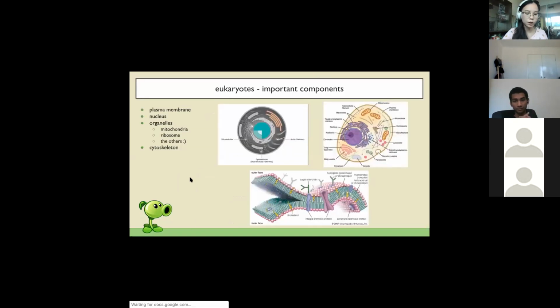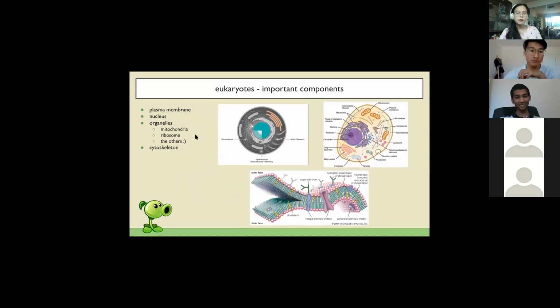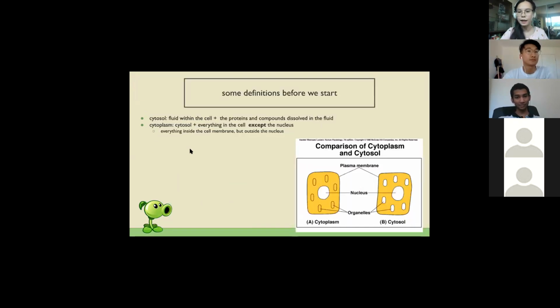So within eukaryotes, which we'll be focusing on for the first half of semester 1, there's a few important components. The plasma membrane, the nucleus, some organelles. I think mitochondria and ribosomes are probably the most important for now, and the cytoskeleton, which is probably less important. All right, I think it's important to know the distinction between these two terms.